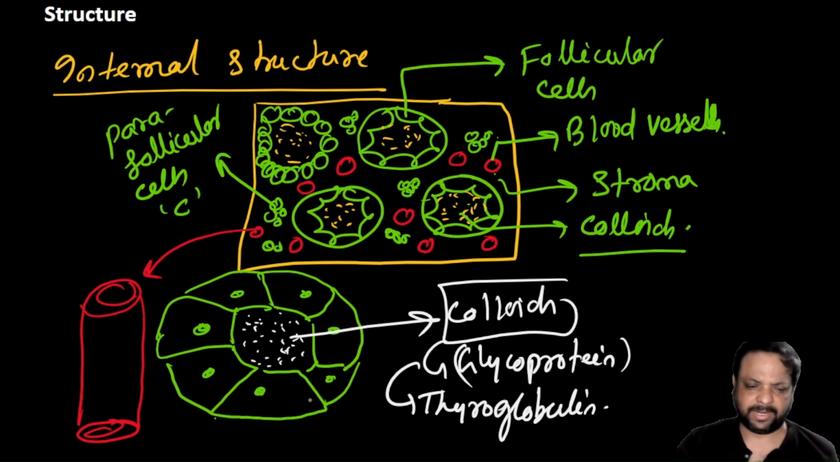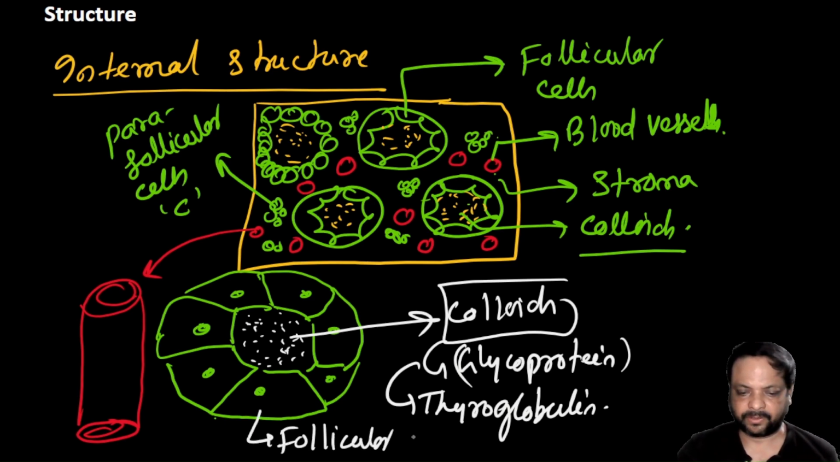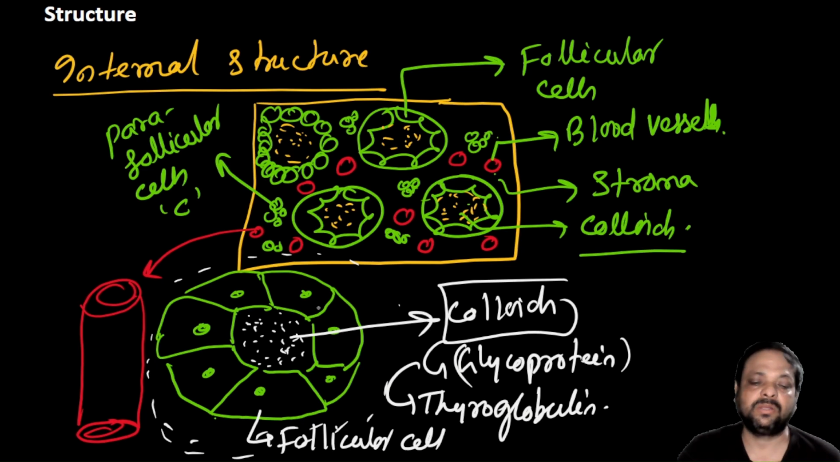Thyroglobulin protein. And these are the cells present, and these cells are called the follicular cells. So outside we find what? Outside we find the stroma present. So this is how the cells are arranged.